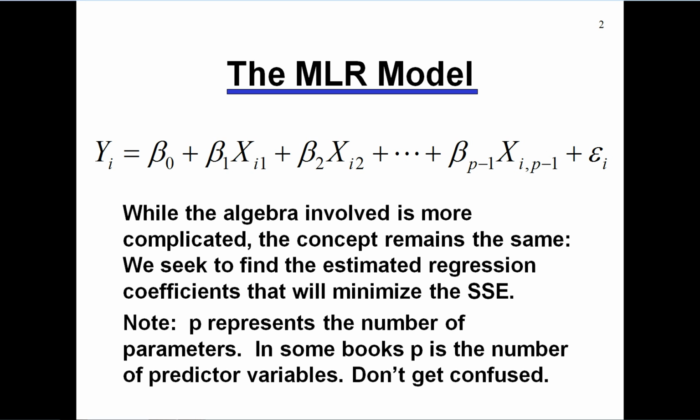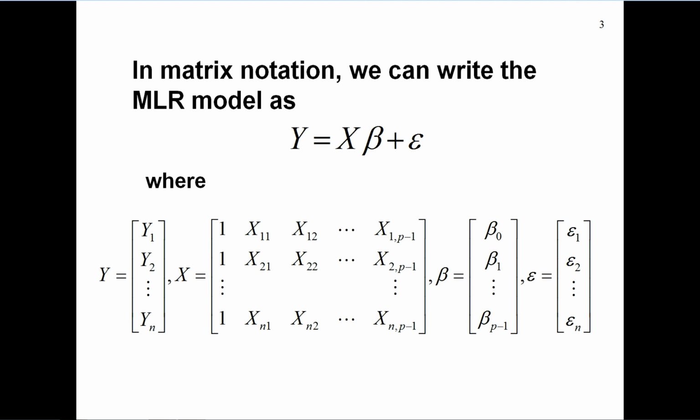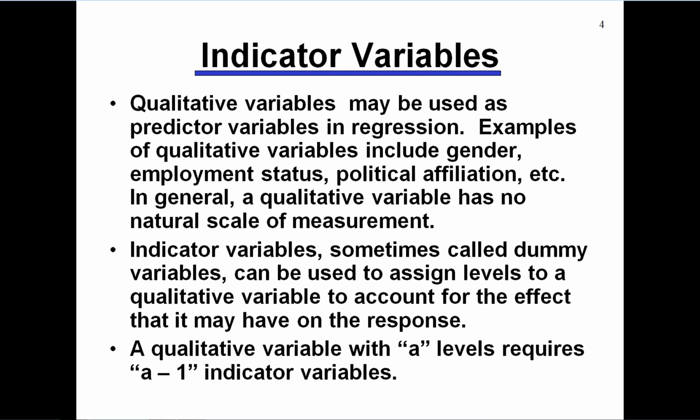We've already introduced the multiple linear regression model, and the notation that we're using. We want to make sure that we understand that P represents the number of parameters, and so in this particular model we have P minus 1 predictor, explanatory, or regressor variables. We've noted how we can model that multiple linear regression model using matrix algebra, and we discussed briefly how we might go about including qualitative variables into a multiple linear regression model.